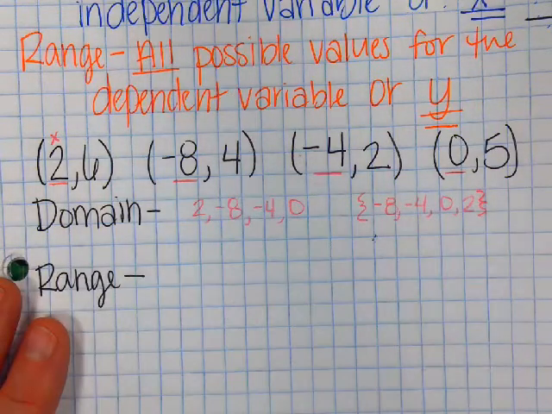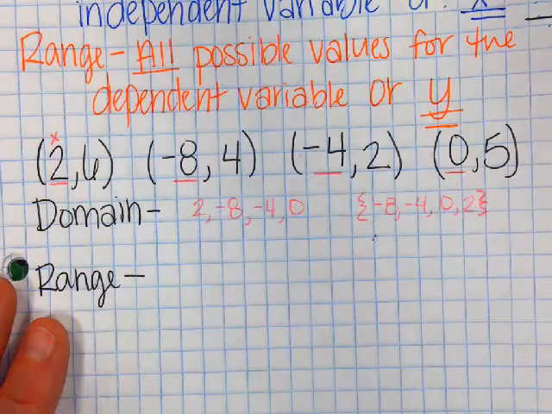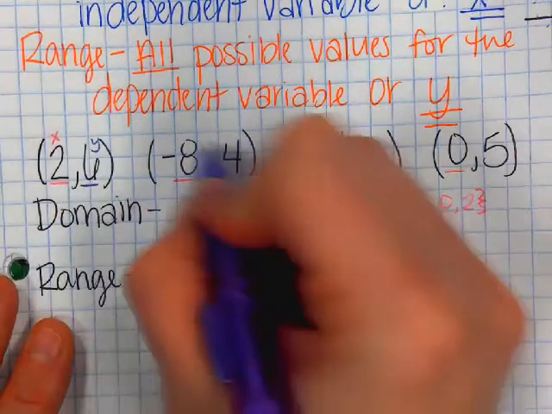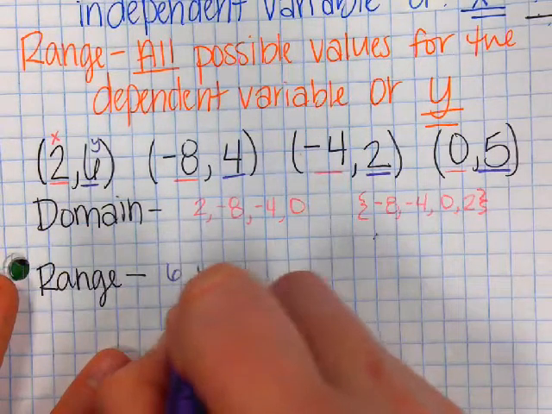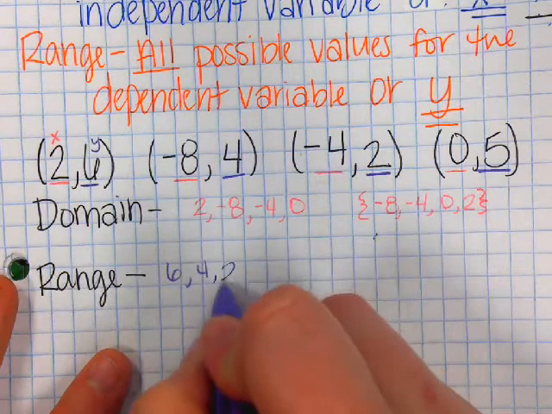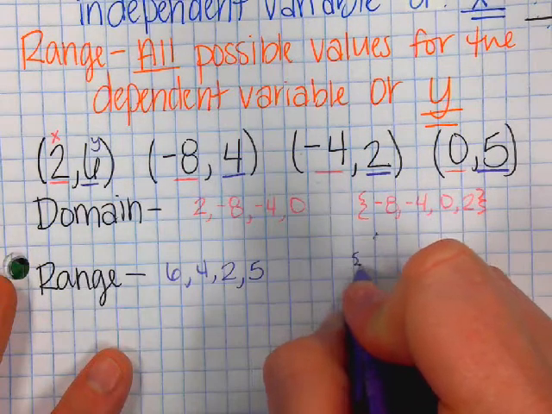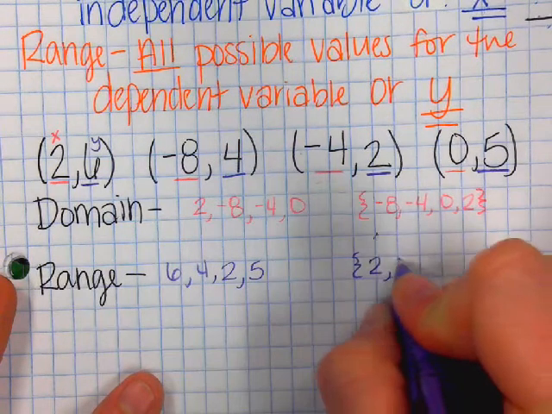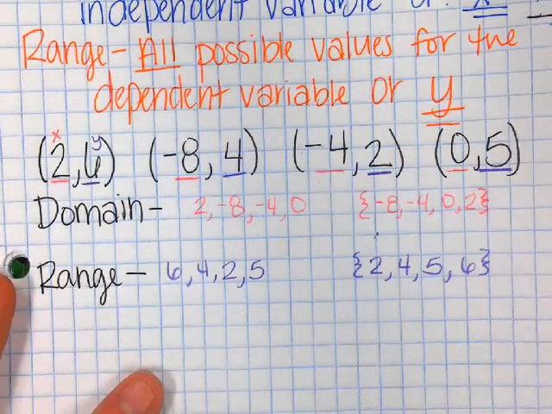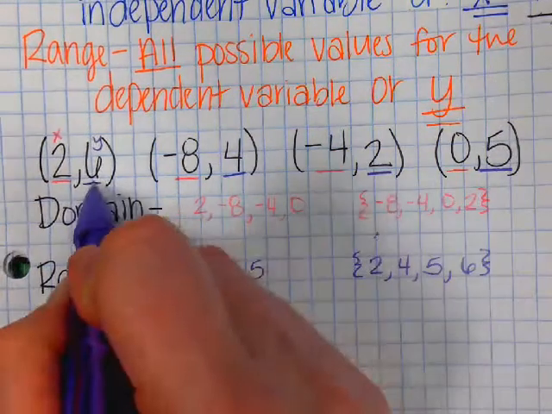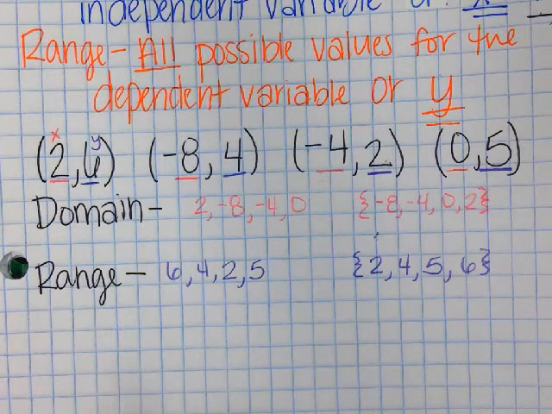Okay, now I'm going to do the y values. I'm going to use purple. These are the y values. I'll list them first: 6, 4, 2, and 5. Now if you list them in order from smallest to largest, 2, 4, 5, and 6. Those are your values for y because they're the second value. Okay?